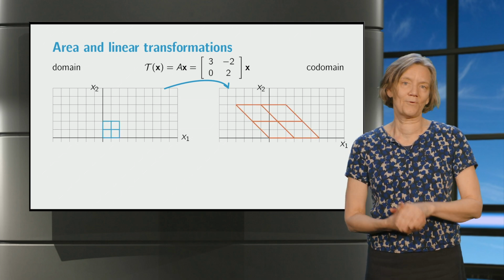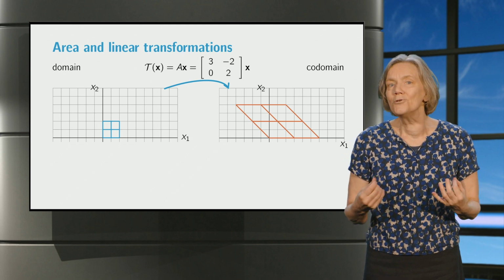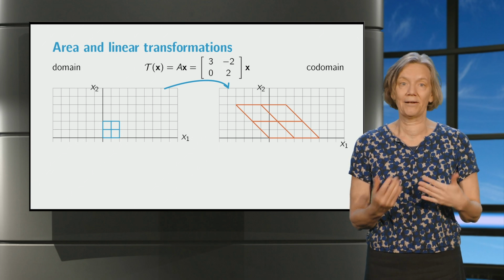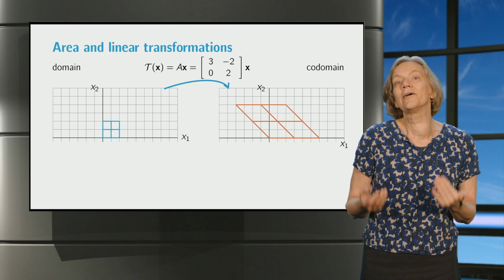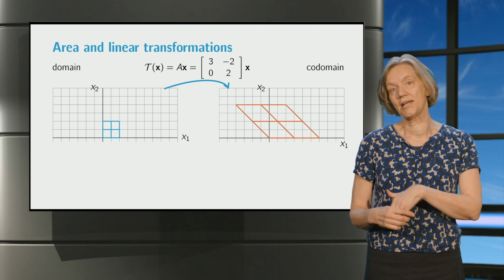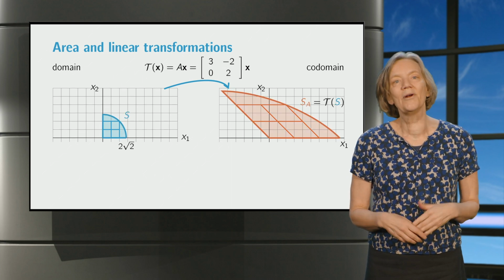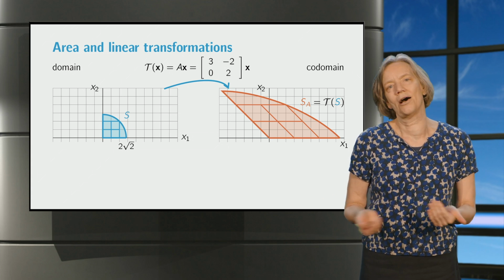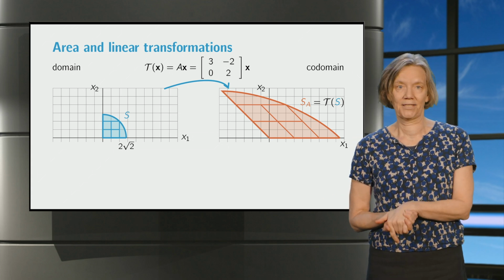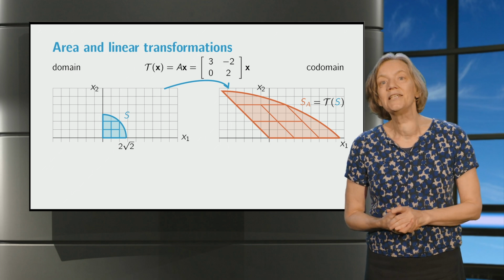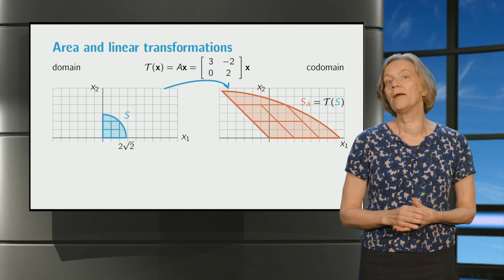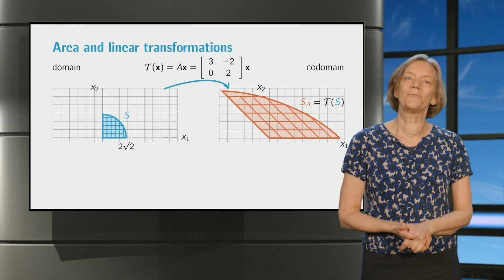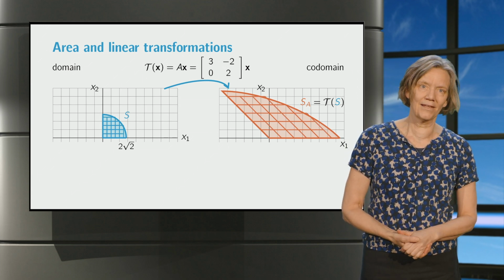First, we can stack squares. It is now crucial that the transformation is linear. Then the image of each square is a parallelogram. These parallelograms all have the same shape and the same area. We can approximate any shape by a number of squares. For example, this quarter circle S. The image of S is approximated by the corresponding parallelograms. The approximation becomes better when the grid is refined.